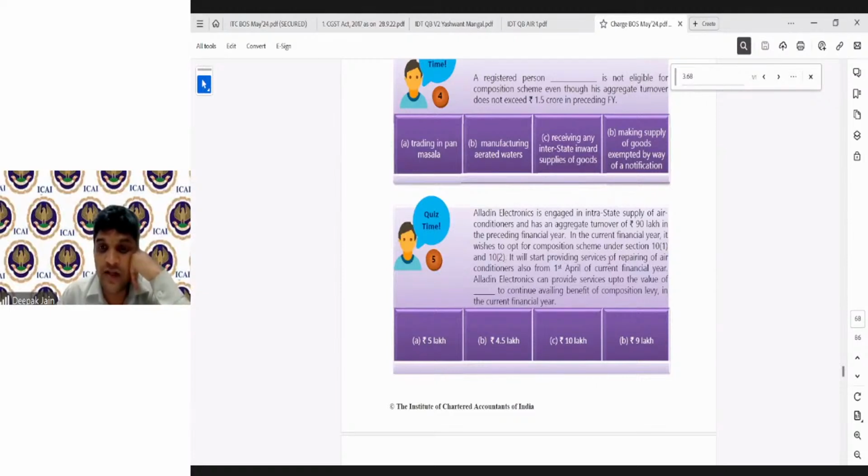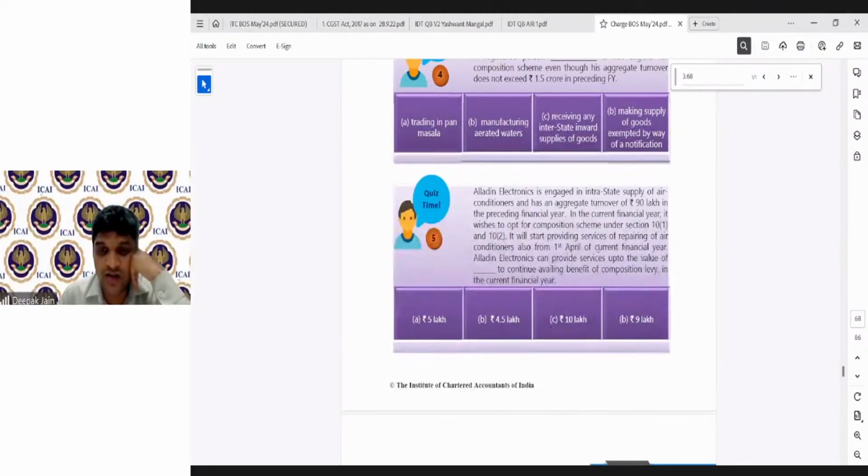It will start providing services and repair of air conditioners also from 1st April of the current financial year. Aladdin Electronics can provide services up to a value of dash to continue availing benefit of composition levy. Okay. So what is the value of services it can provide is the question here. So what is your doubt?